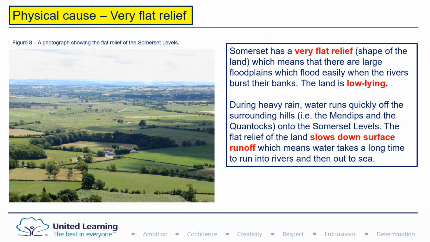Another physical cause of the Somerset Levels floods was the very flat relief, the very flat land. This means that when the rain falls on the flat, low-lying land, it slows down surface runoff. The water doesn't run off the land and go into the river, which means after heavy rainfall, this water will just obviously sit on the land, and that will increase the risk of flooding.